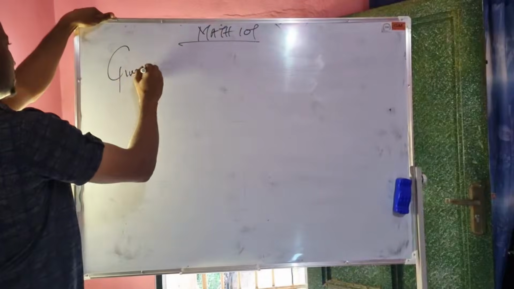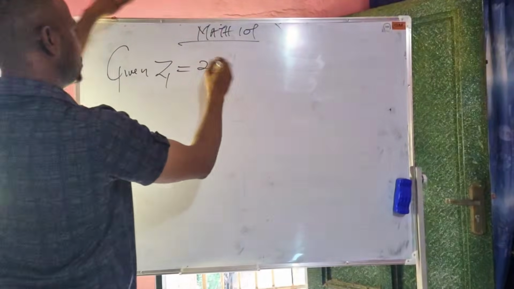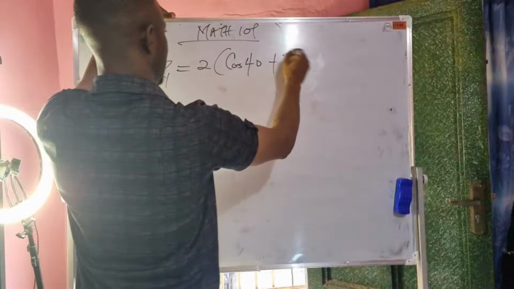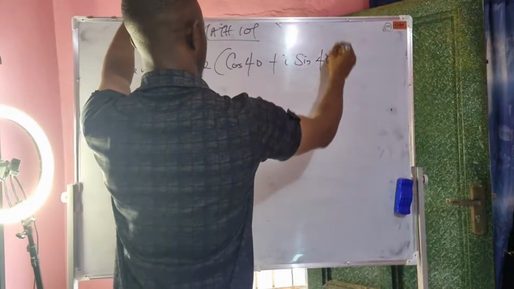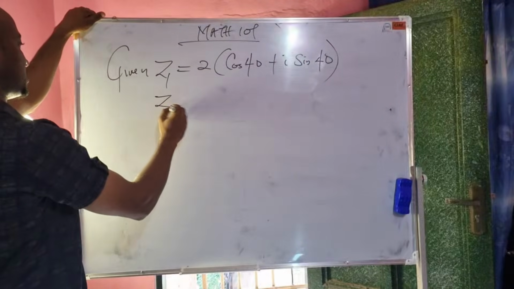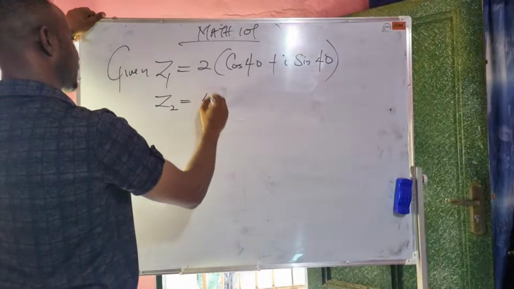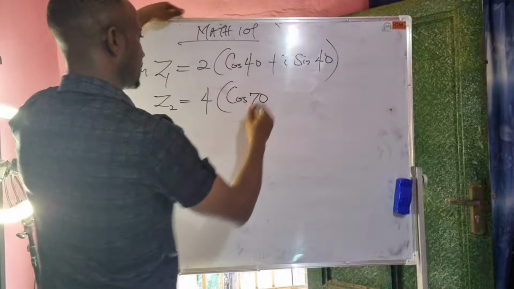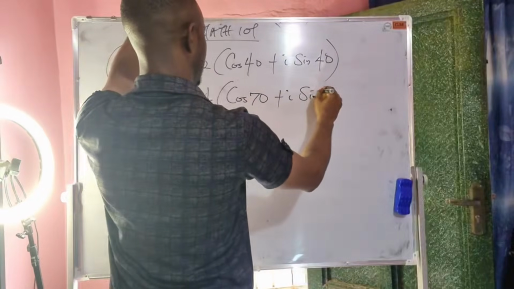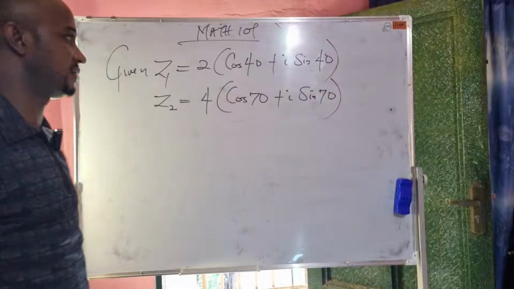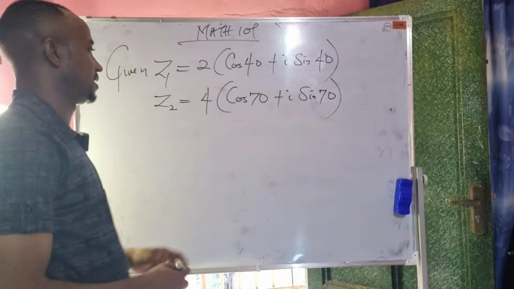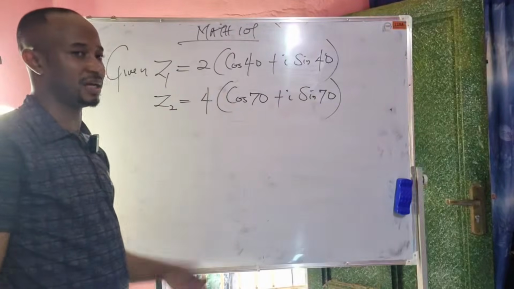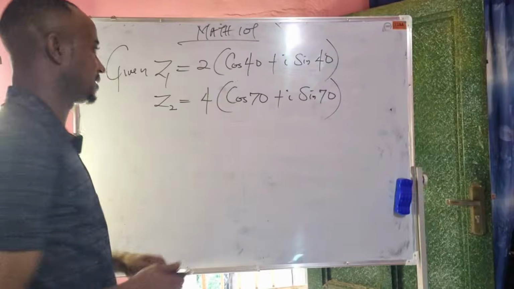If we are given that Z1 equals 2 in brackets, cos 40 plus i sin 40, and Z2 equals, let's say, 4 in brackets, cos 70 plus i sin 70. Look at this now. Notice that the argument is in the green. If the argument is in the green, just solve in the green, all right? Then at the end of the day, you can convert your answer to radian. Okay, so let's go.